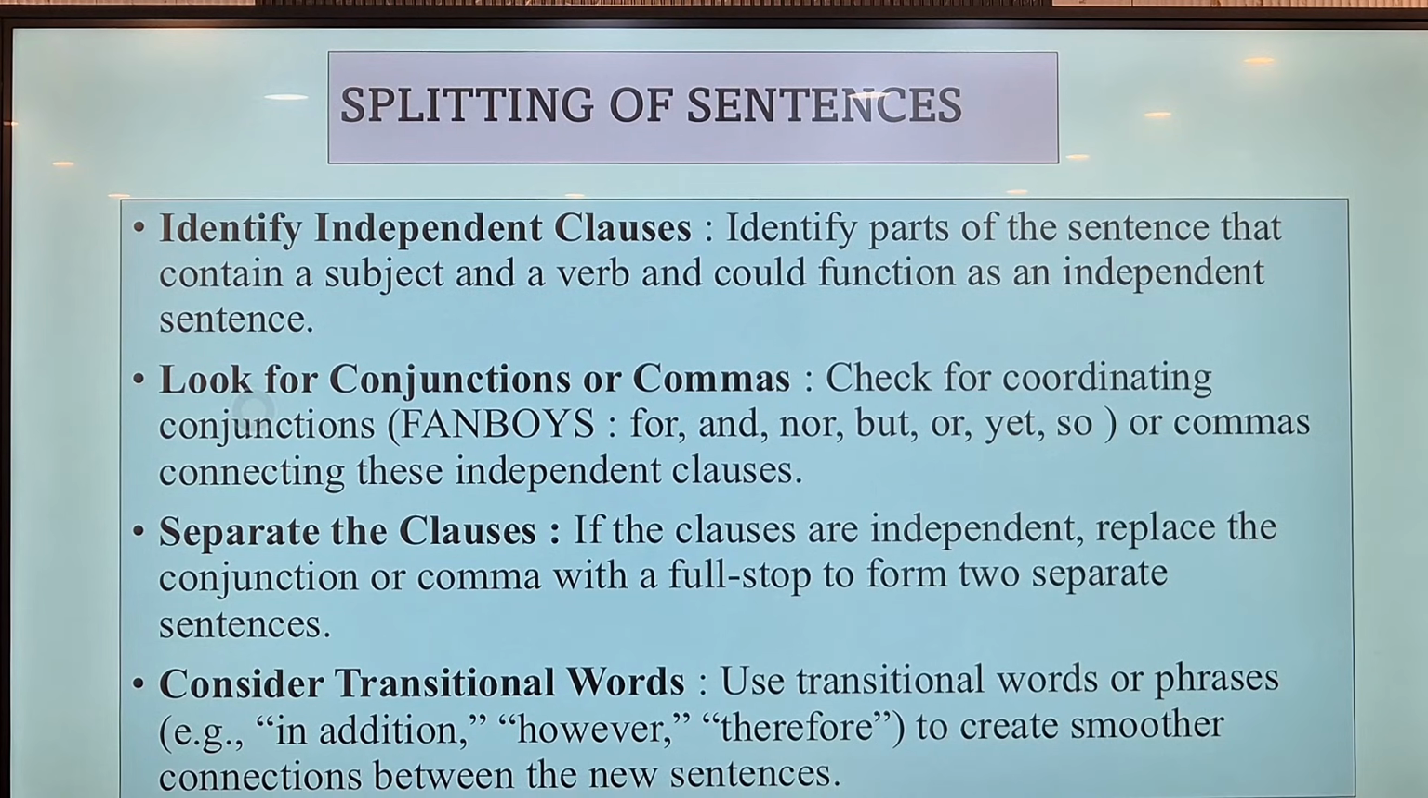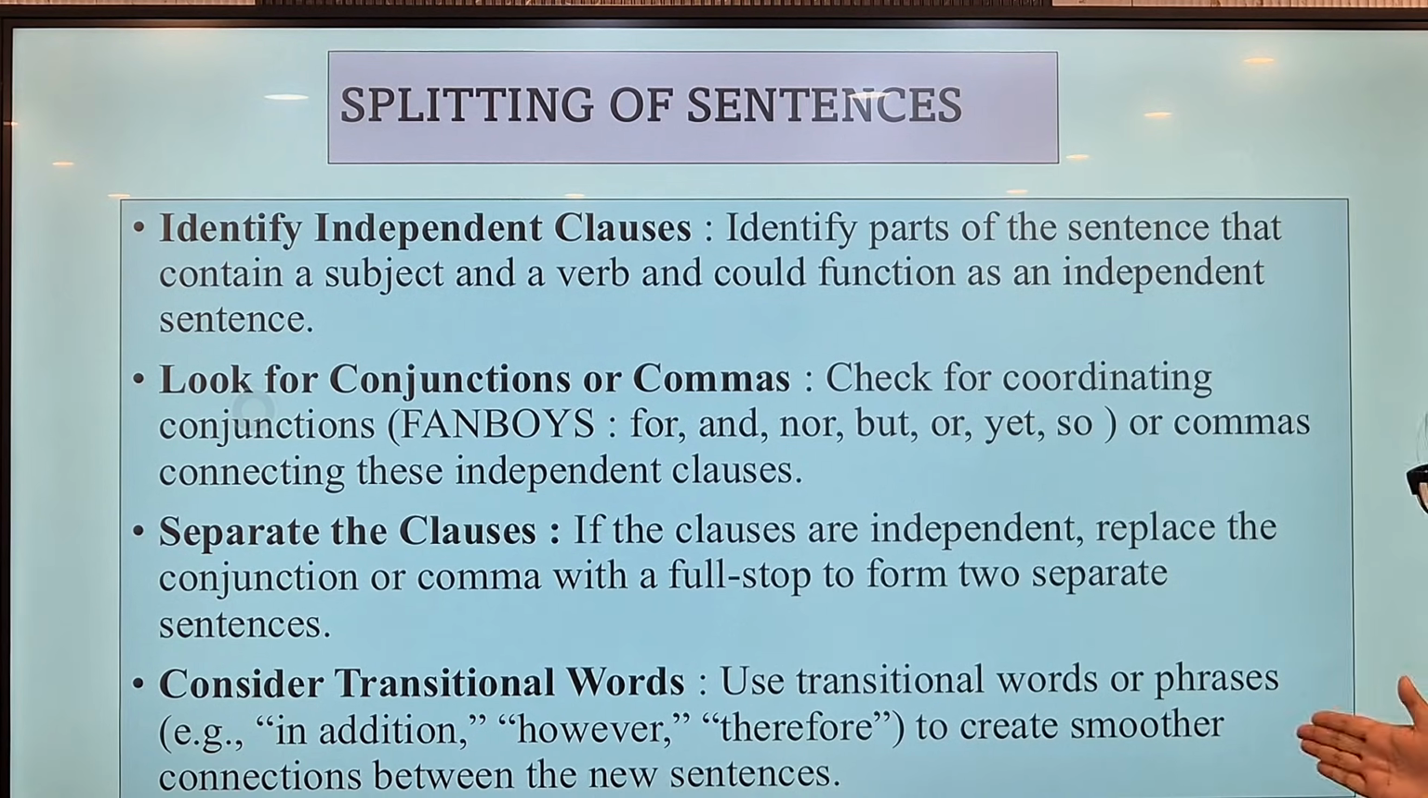So separate the clauses. If the clauses are independent, replace the conjunction or comma with a full stop. So when you see that you remove the conjunction and the part of the sentence becomes an independent clause, then you can put it all by itself. And that way you get the sentences that you want, regarding splitting of the sentences from a full sentence. Consider transitional words. There are some transitional words or phrases like in addition, however, therefore. So from there you can break the sentence.